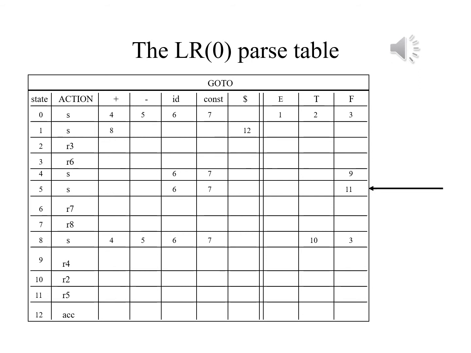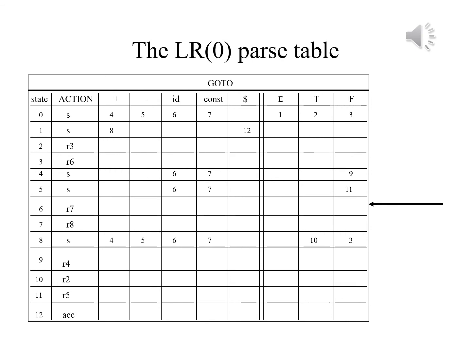State 5 has 3 non-final items. Therefore, the action is shift. There will be a different transition for each item. If the look-ahead is identifier, we will go to state 6. If the look-ahead is constant, we will go to state 7. If it is F, we will go to state 11.